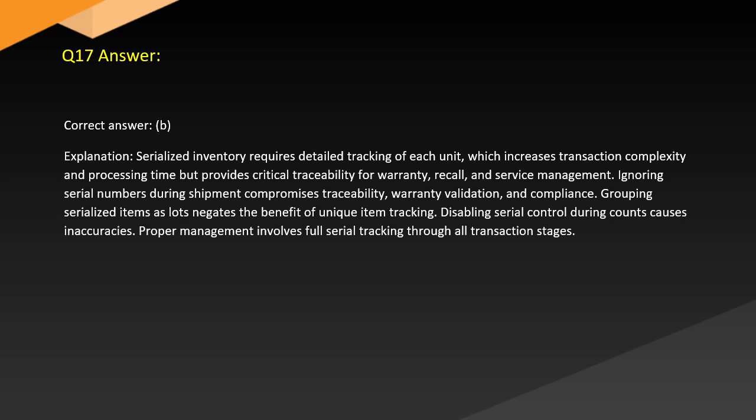Ignoring serial numbers during shipment compromises traceability, warranty validation, and compliance. Grouping serialized items as lots negates the benefit of unique item tracking. Disabling control during counts causes inaccuracies. Proper management involves full serial tracking through all transaction stages.